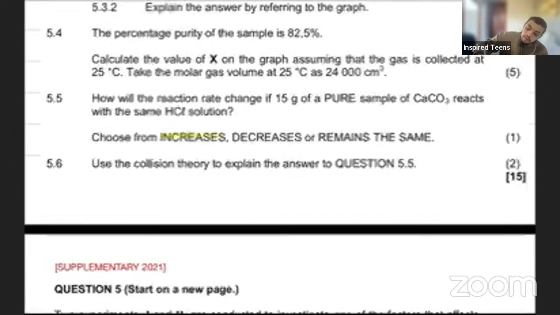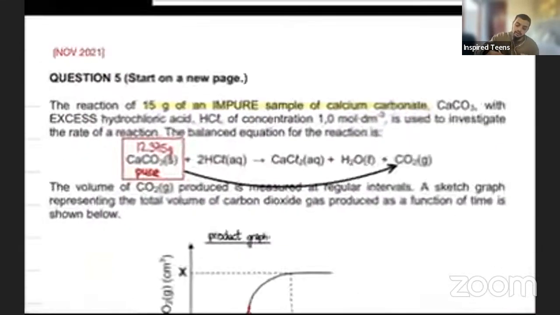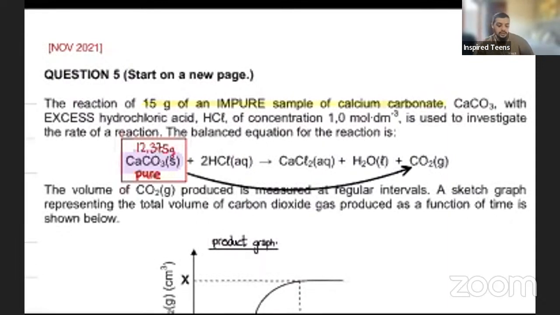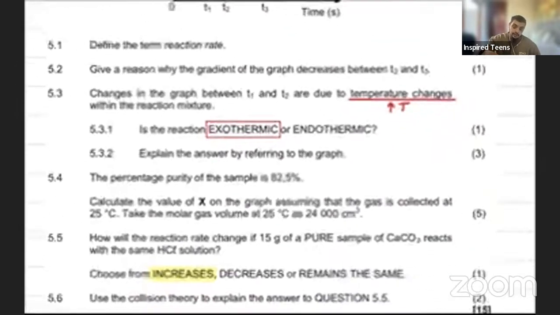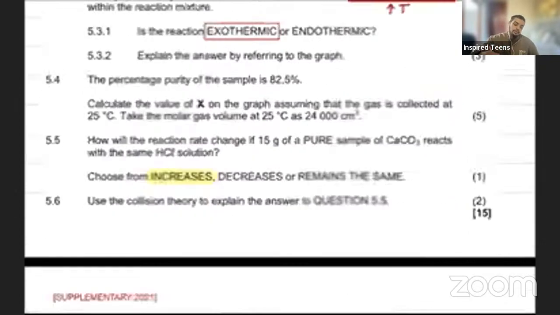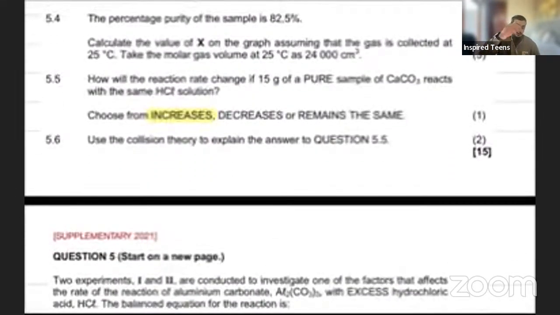Okay, you can guess it. So you cannot say it increases because it has a higher concentration, because CaCO3 is a solid. Okay, so when you add more solid, you are basically not increasing the concentration, you are simply increasing the number of particles. So when you add more of it into the same amount of HCl, you are definitely going to increase the reaction rate, but not because you are increasing the concentration, just because you are increasing the number of particles present for the HCl to react with.